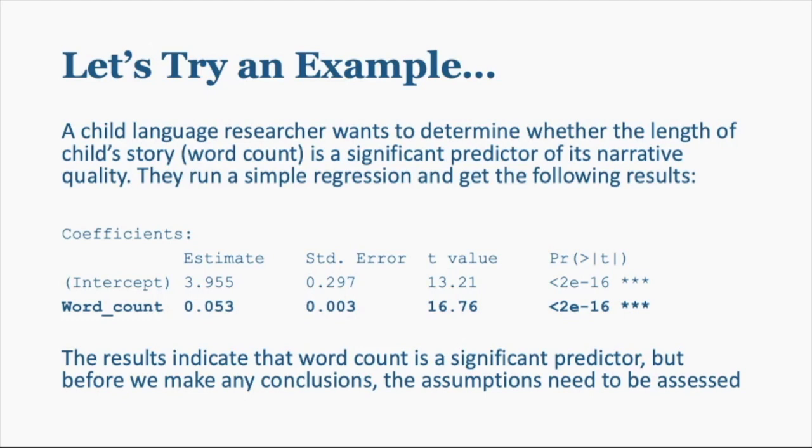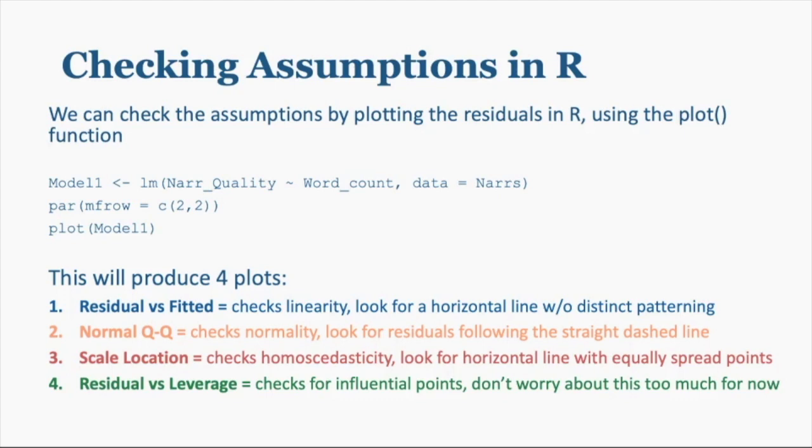However, before we make any really strong conclusions about this, we need to check our assumptions. If our assumptions are wrong, then that estimate doesn't really tell us anything, and the p-value doesn't tell us anything. When we're checking assumptions in R, what's really nice is we just have two functions to run. We run our model, that's the top line, with the lm function, and save it as model1. We could give that any name, but we're going to call it model1 here. The par(mfrow) part is just setting up our plotting layout so that there's a 2x2 matrix.